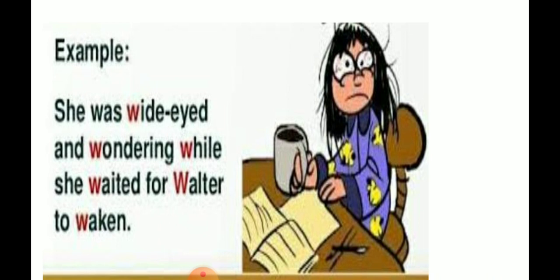She was wide-eyed and wondering while she waited for Walter to waken. Now in red, what alphabet are you seeing repeating? Which consonant? The consonant is W. That is, W is repeated again and again to give a poetic effect. So alliteration is where consonant sounds are repeated to give a poetic effect. You can see them.